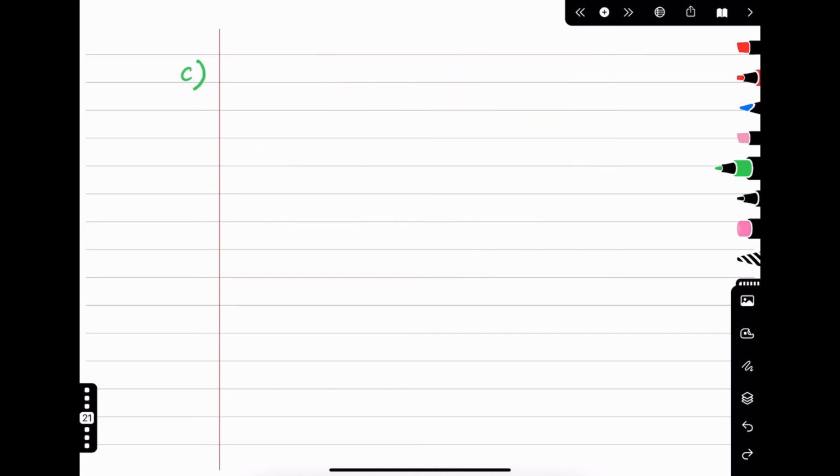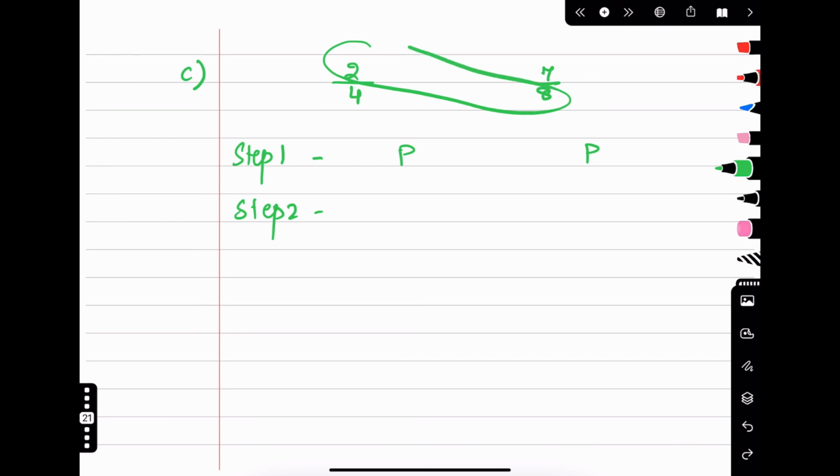Last, C part, 2 upon 4 and 7 upon 8. Step number 1, the numerator is less than the denominator, hence both the fractions are proper fractions. Step number 2, draw a ribbon across or put a cross sign, numerator with the denominator of the other fraction.